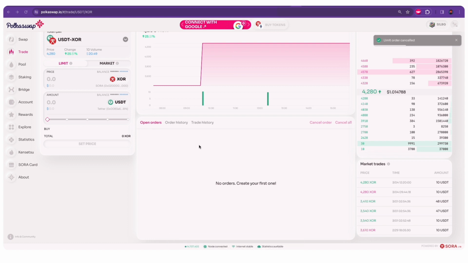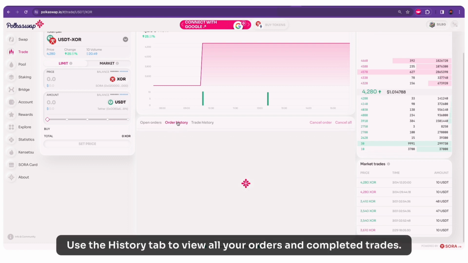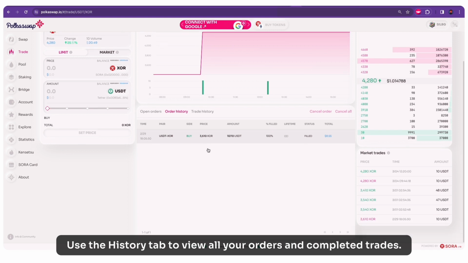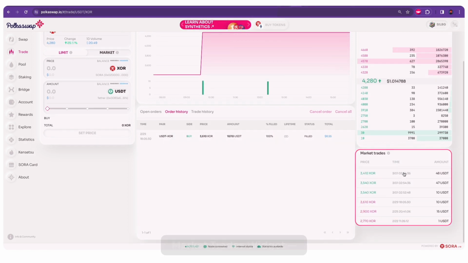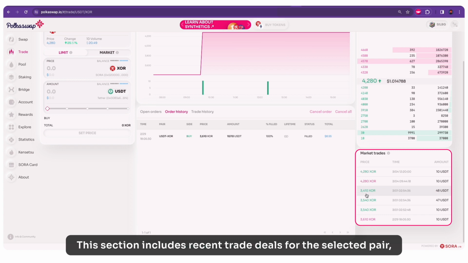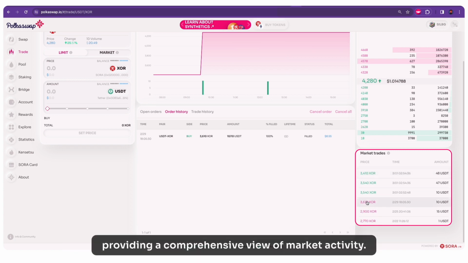Review your history. Use the History tab to view all your orders and completed trades. Market Trades widget. This section includes recent trade deals for the selected pair, providing a comprehensive view of market activity.